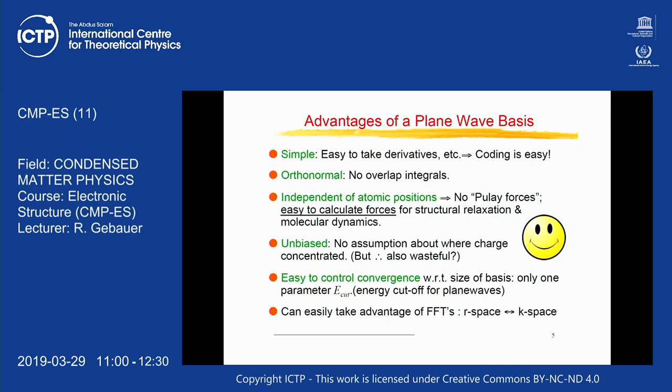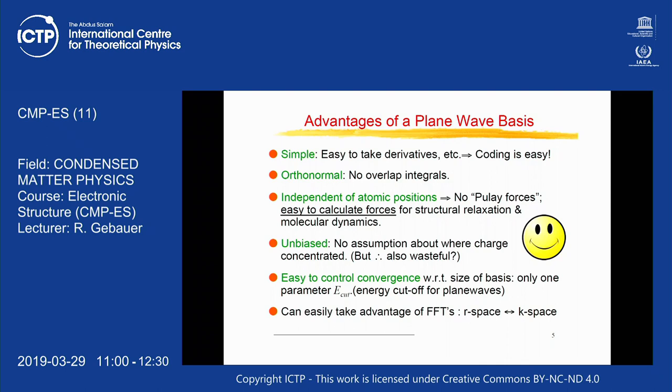Then, in my opinion, one of the biggest advantages of plane waves is that there is a very easy way to control how good your basis set is. We will see in some slides later, I will introduce this cutoff parameter. One will not use all possible wave vectors because that would be infinite, but one chooses a finite set of plane waves only. And how many plane waves one uses is determined by a so-called cutoff parameter. The larger this parameter, the better is your calculation. So you have one very easy parameter which you can increase, and you observe, for example, your energy. And once it is converged, then you say, okay, now my basis set is good enough.